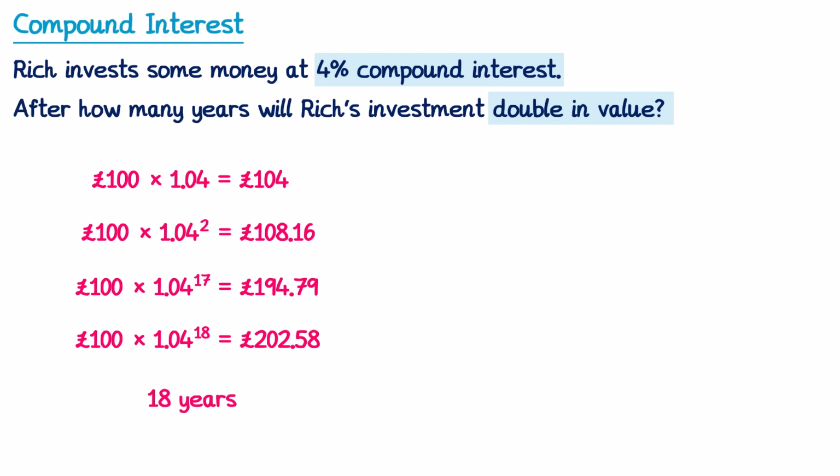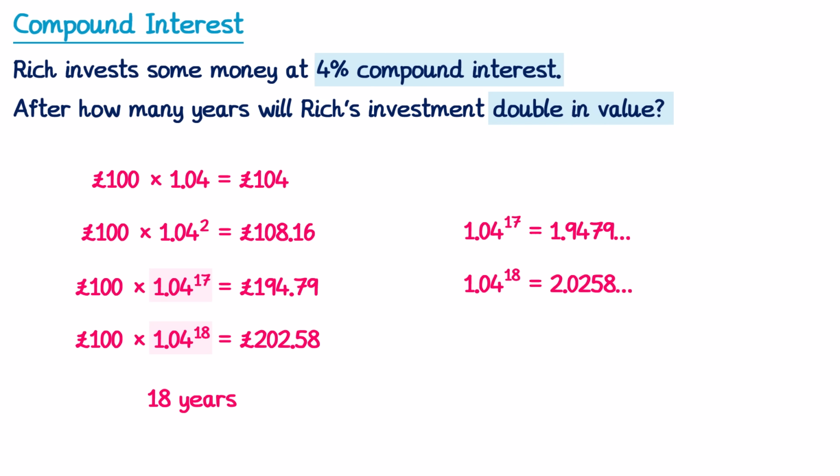Now for this question we made up an amount of money for Rich. We chose £100 and we wanted to see when it doubled to £200. Most students find this the easiest method for this question, but you can actually do this question without making up the amount of money at all. If we take a closer look at 1.04 to the power 17 and 18, if you do these separately on your calculator, you'll find that they give these values here.